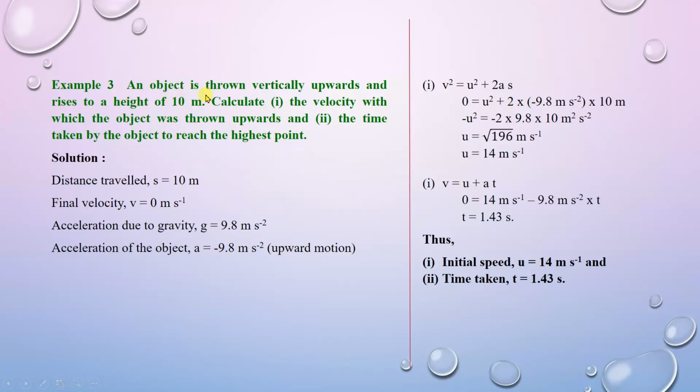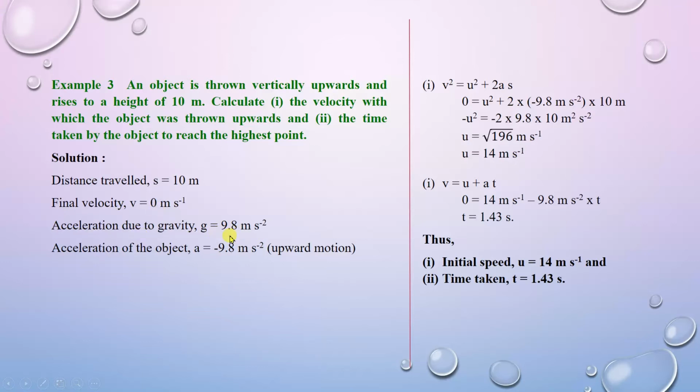Let's try to solve. Whatever values are given in the numerical, just note them down. First is height. So the distance traveled by the object is 10 meter. Okay. Then the final velocity: as we have seen, it rises vertically upward up to 10 meter. After 10 meter, it moves down. So at its highest point, its velocity will be 0. So v is 0.